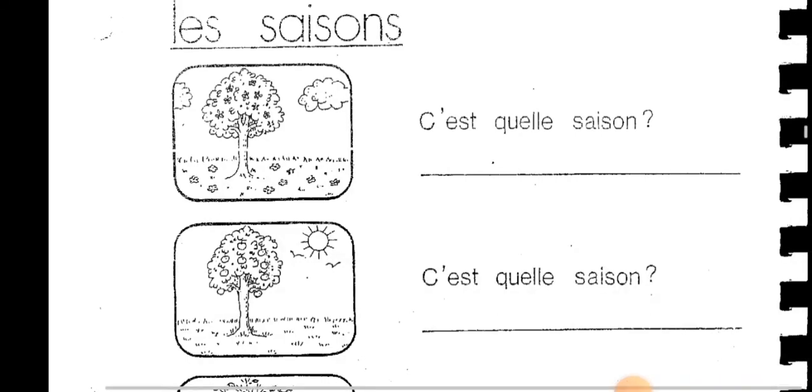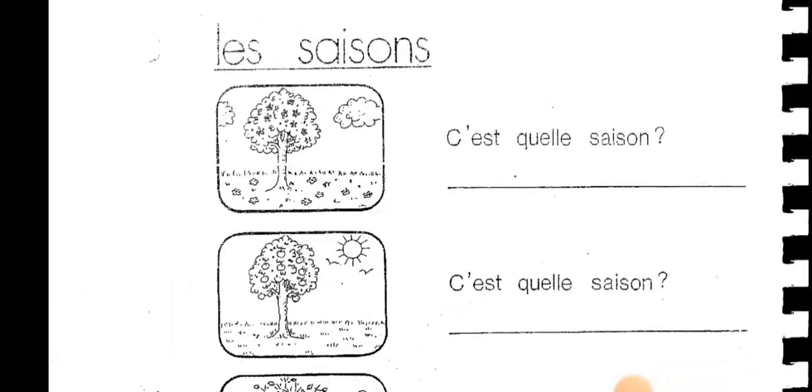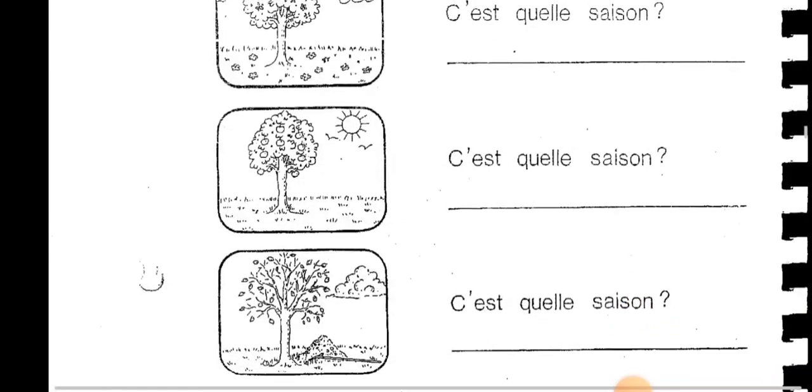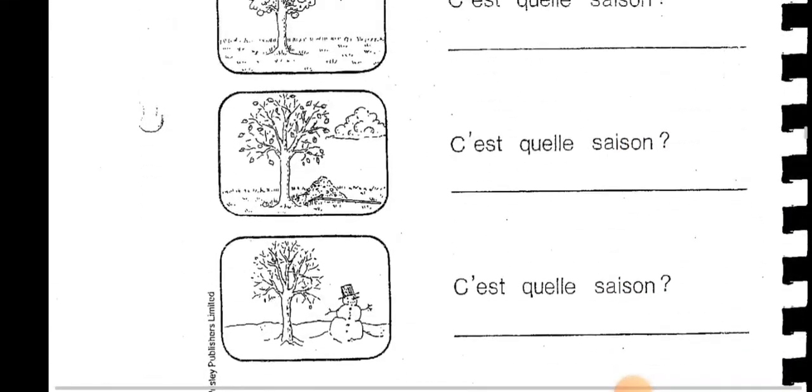So I'm going to ask you the question, c'est quelle saison? And c'est quelle saison means, what season is this? And when I ask that question, obviously I'll be expecting the answer, c'est l'automne. Repeat again, c'est l'automne, which will mean it's autumn. And we're going to do all of that for the next three photos.